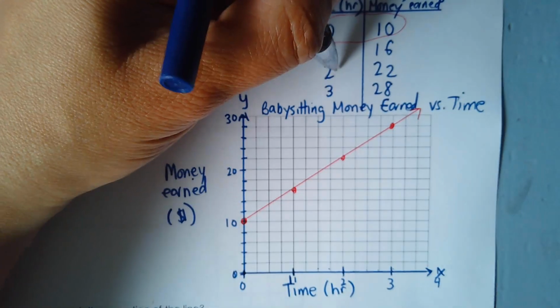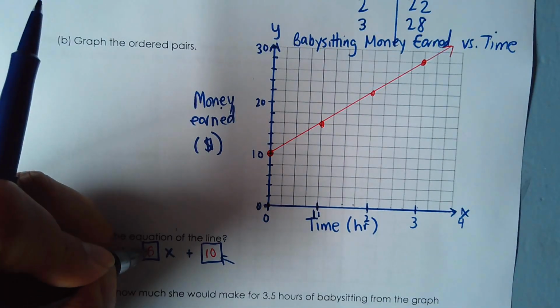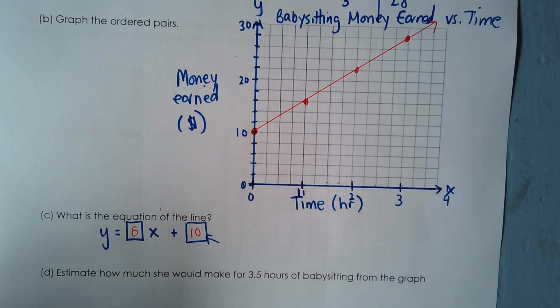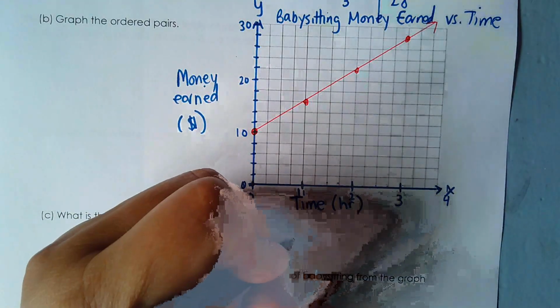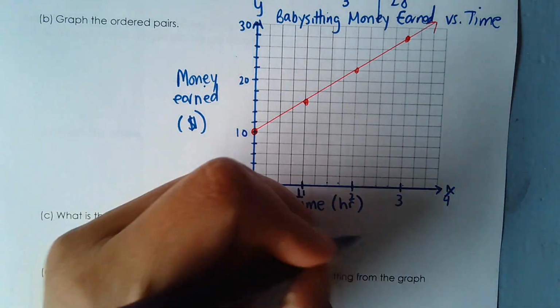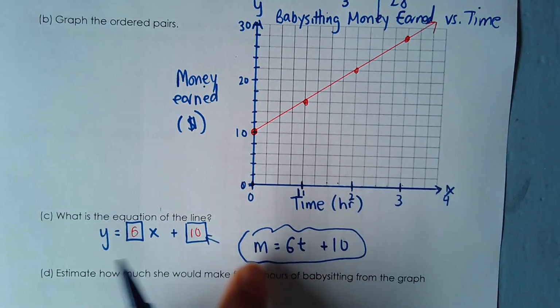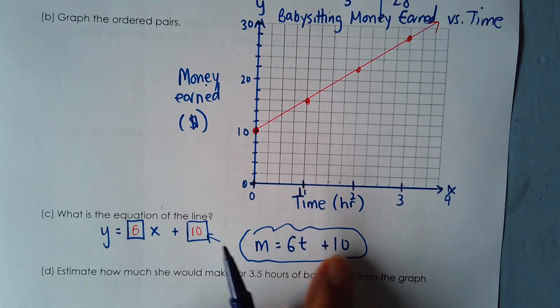So 2 times 6 is 12. 12 plus 10 gives us 22. So we have y equals 6x plus 10. And I could also rewrite this as m equals 6t plus 10 as well. Money earned equals 6 times the number of hours plus 10.